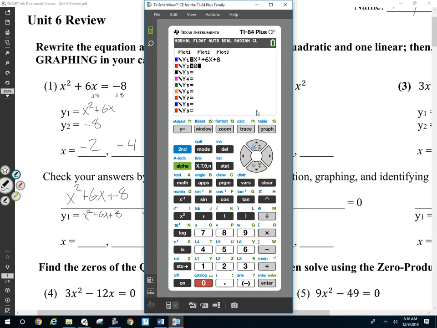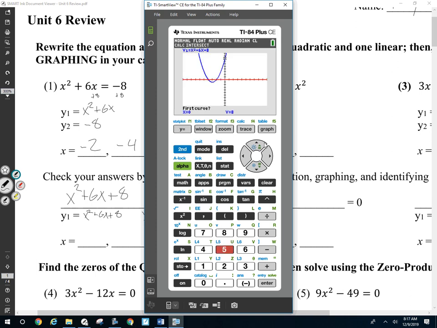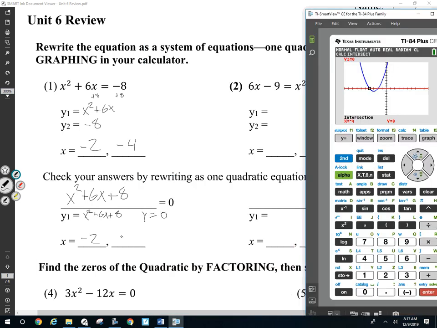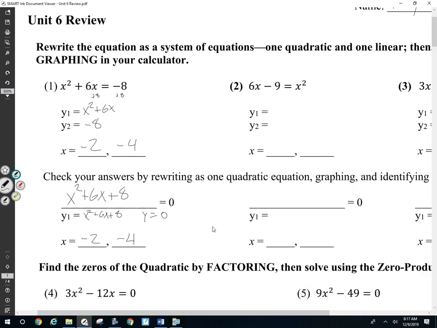Just showing you there are two different ways to do it. Sometimes one way is necessary, sometimes this way is necessary to be able to visually see, because sometimes our y equals one side and our y equals other side will be off the graph. But just confirming, there's -2. Now the y is 0. That's not our solution. It's when x is -2, my y's are 0. And the other one, -4. Okay, so same deal, same answers.